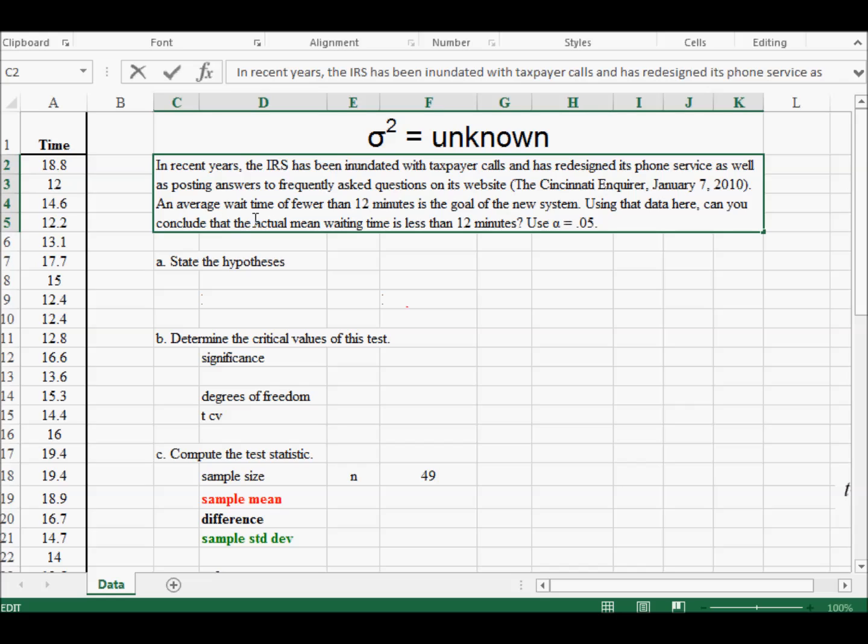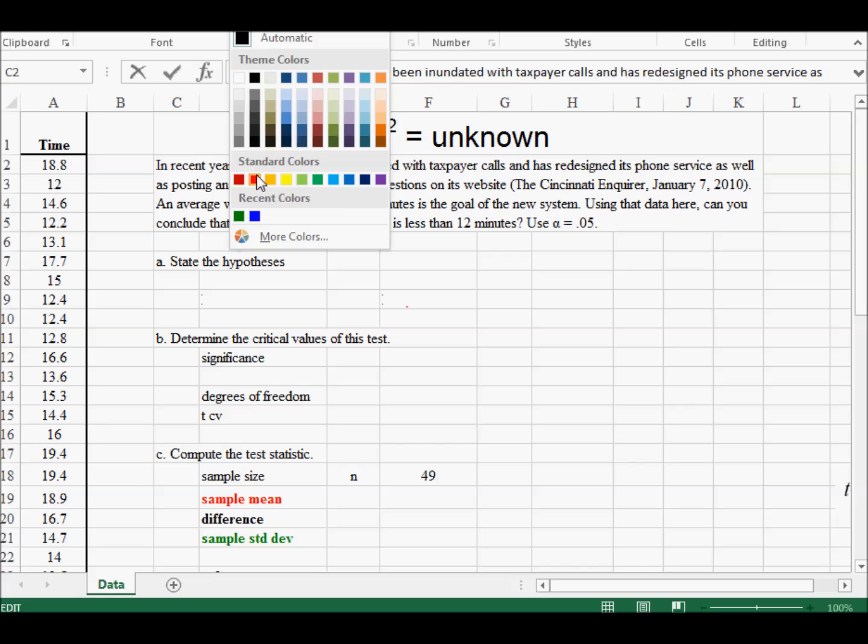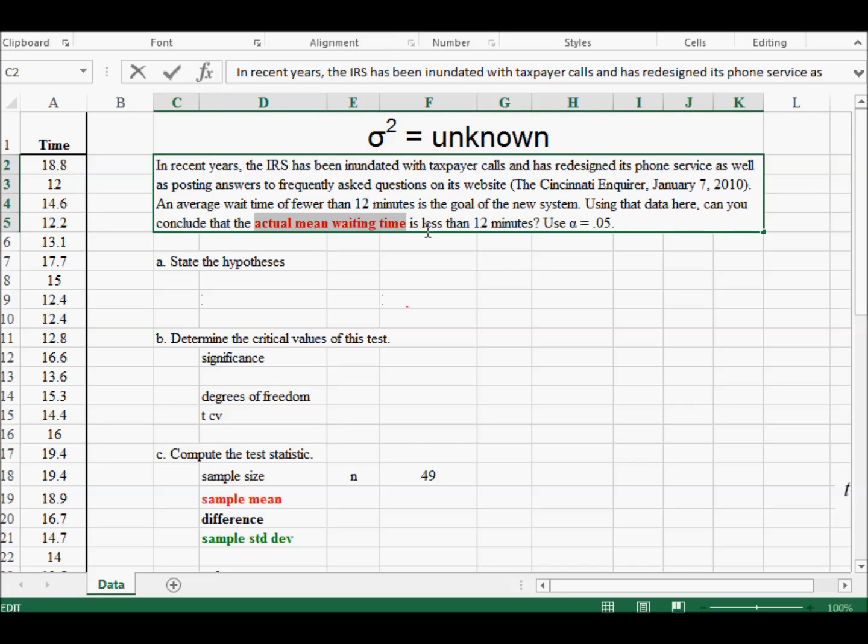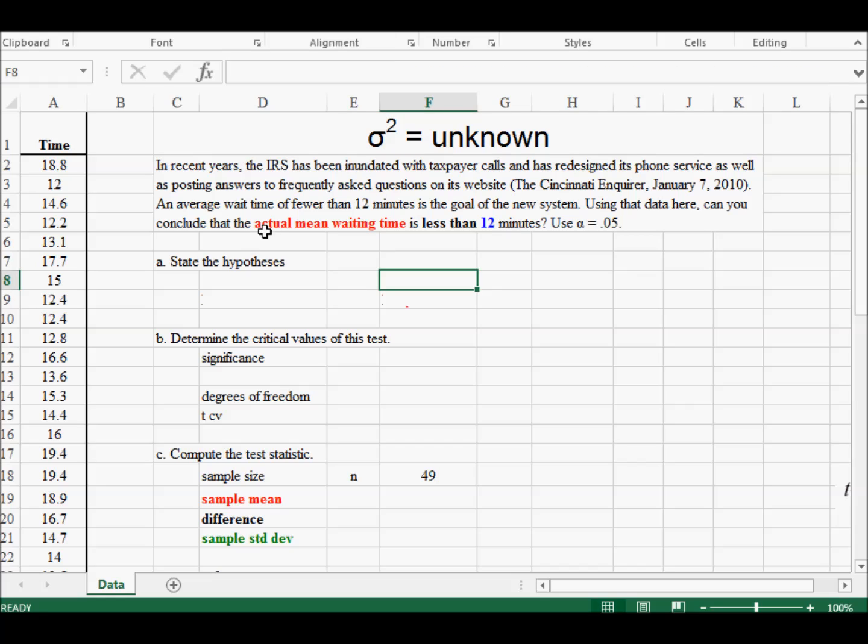What I'm going to do is highlight actual mean waiting time here. I'm going to change it to red and bold to make it stand out. Then "less than," I'm going to make that bold. And then I'm going to bold 12 and change its font to blue. When we reread this now, it's pretty obvious that this is the alternative hypothesis because it doesn't include equals. So our alternative hypothesis is mu less than 12.